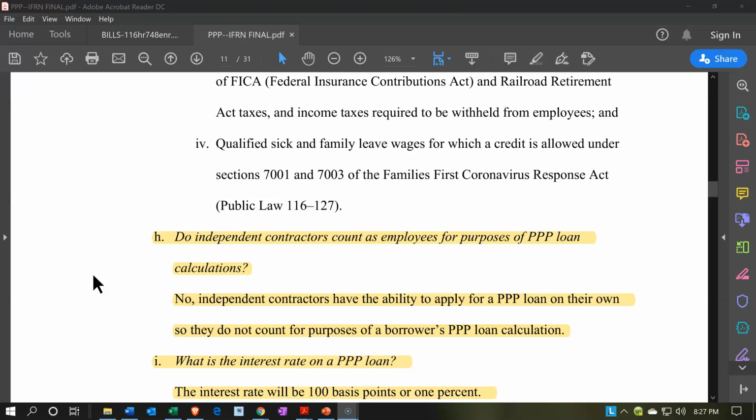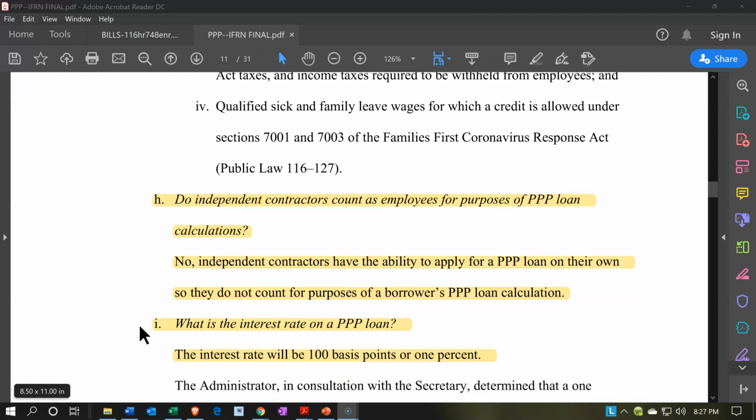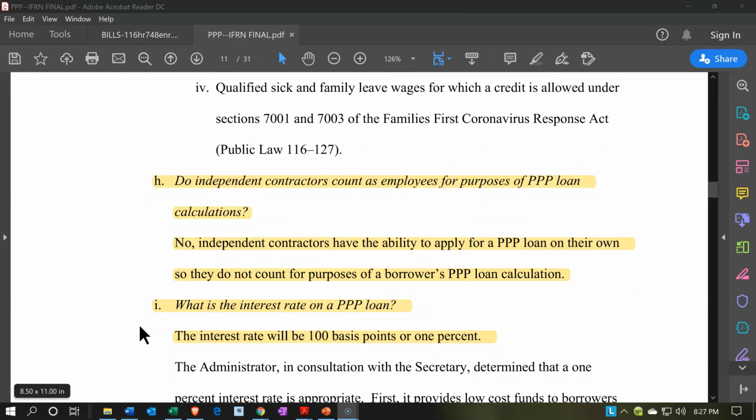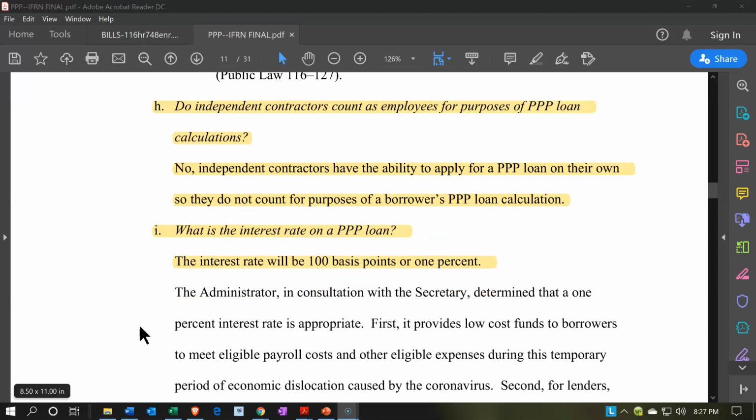But it could still qualify, but not to the one paying it, but to the contractor. So it says no independent contractors have the ability to apply for the PPP loan on their own, so they do not count for purposes of borrowing the PPP loan calculation. What is the interest rate on the PPP loan? The interest rate will be 100 basis points or 1%.